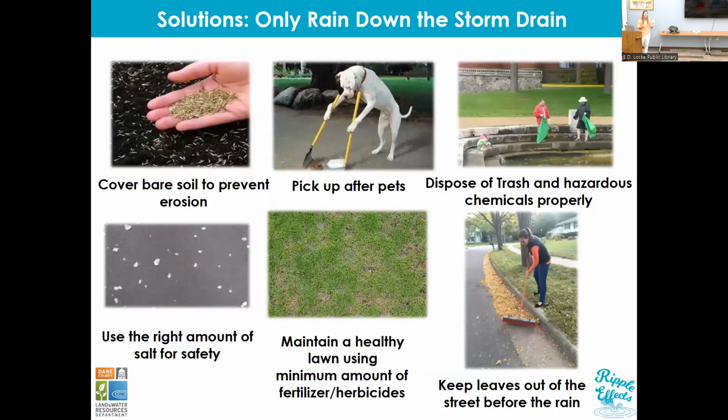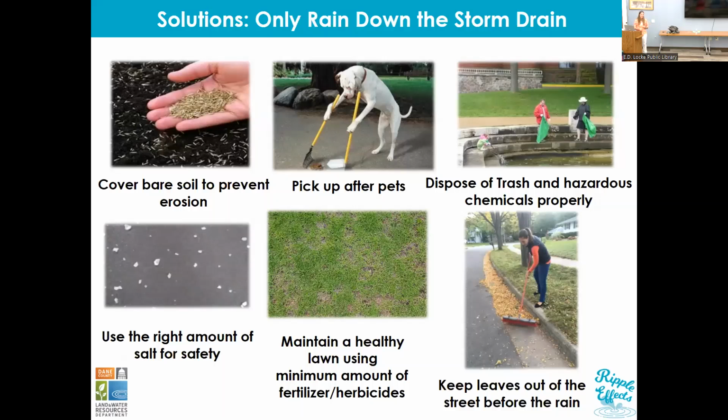Something else besides trying to keep that water where it lands: not all of it's going to stay where it lands. Obviously, we have a lot of hard surfaces, but we should make sure that whatever does go down our storm drains is as clean as possible, so that we're only sending clean water to our lakes, rivers, and streams. So only rain down the storm drain, we like to say. Some things to do are cover bare soil, keep that soil in its place, prevent it from eroding away, pick up after pets, dispose of trash and hazardous chemicals properly. Use a little bit of salt.